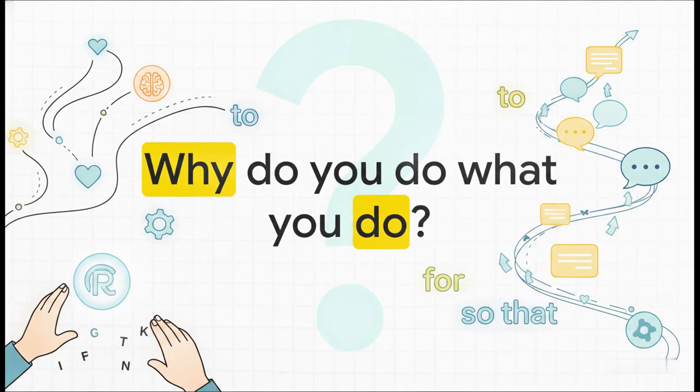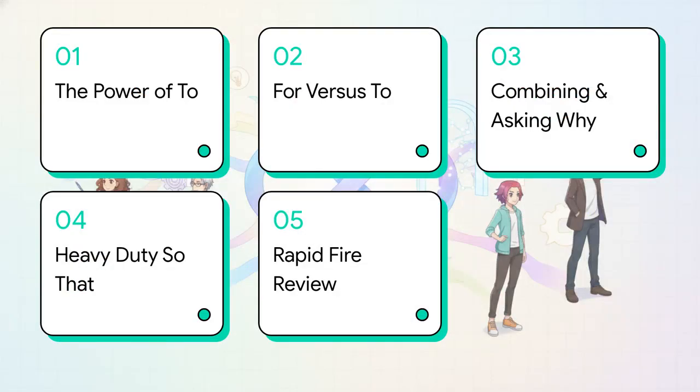But don't worry, by the end of our time together, you are going to have complete command over these little words. Here is our roadmap to conquering this puzzle today. 1. The power of to. 2. The for versus to trap. 3. Combining and asking why. 4. The heavy duty so that. And finally 5. A rapid-fire rule review.